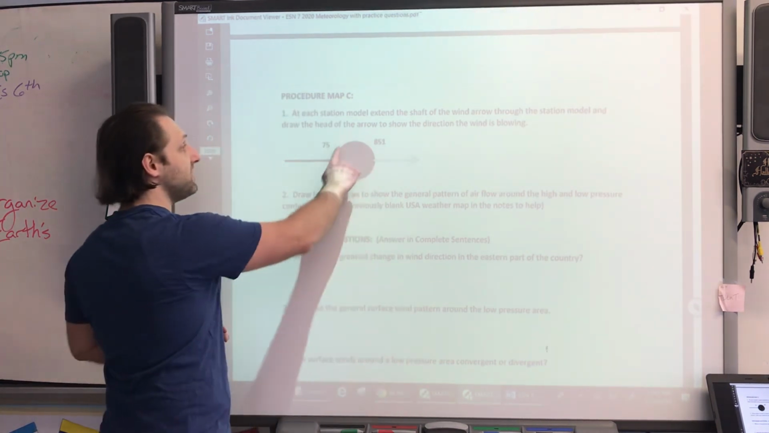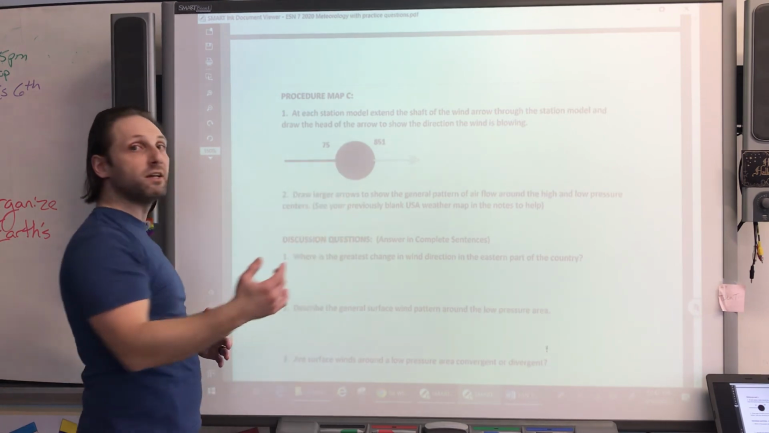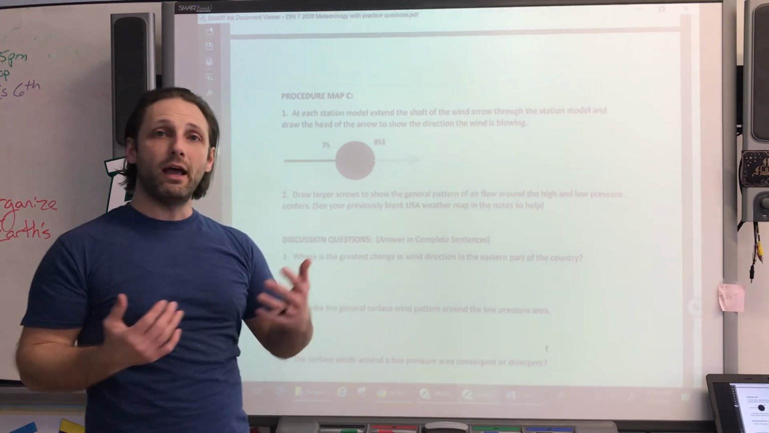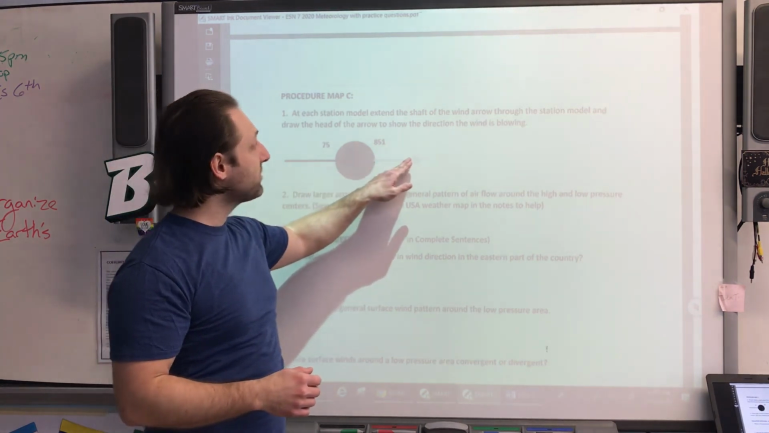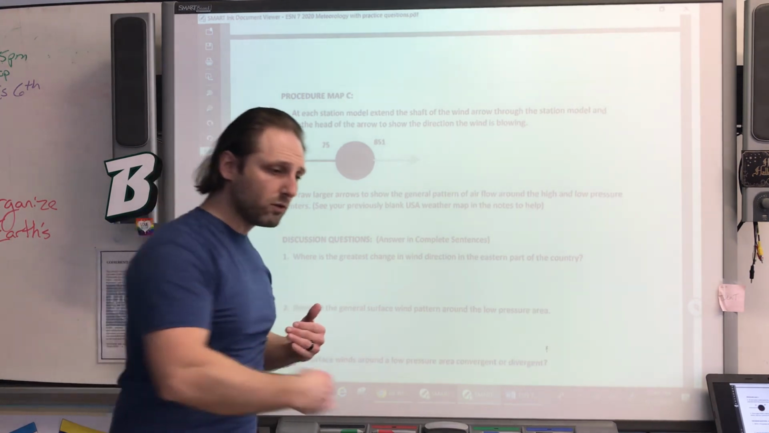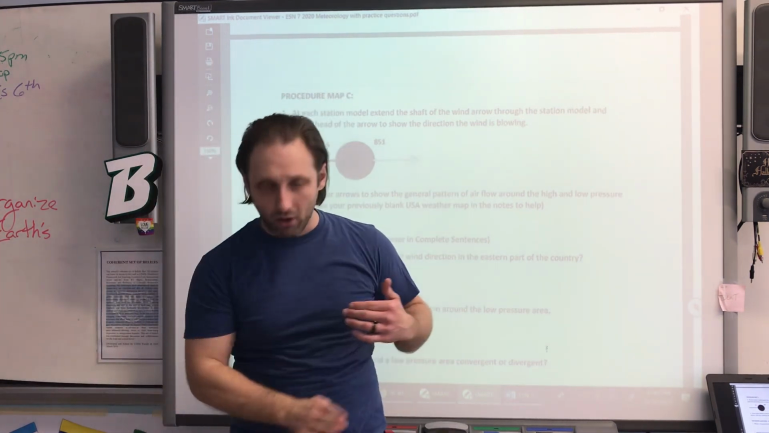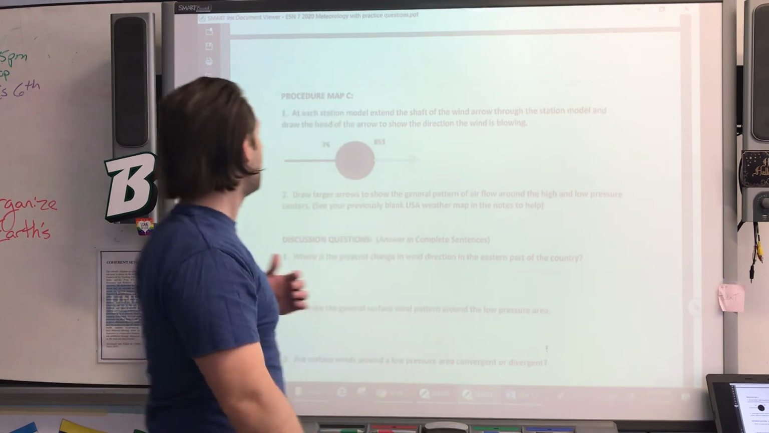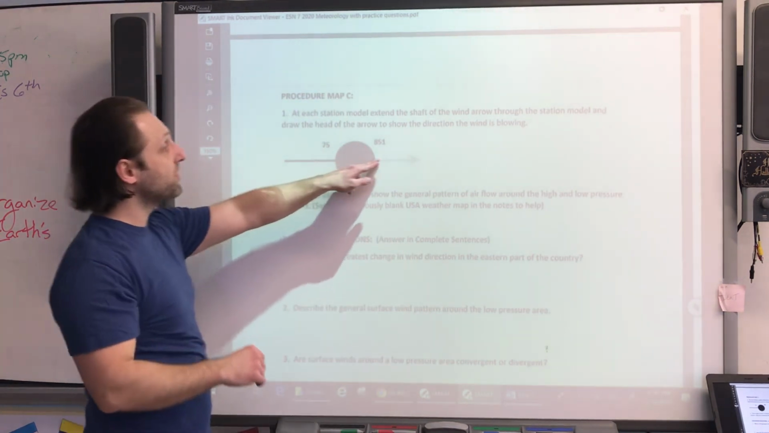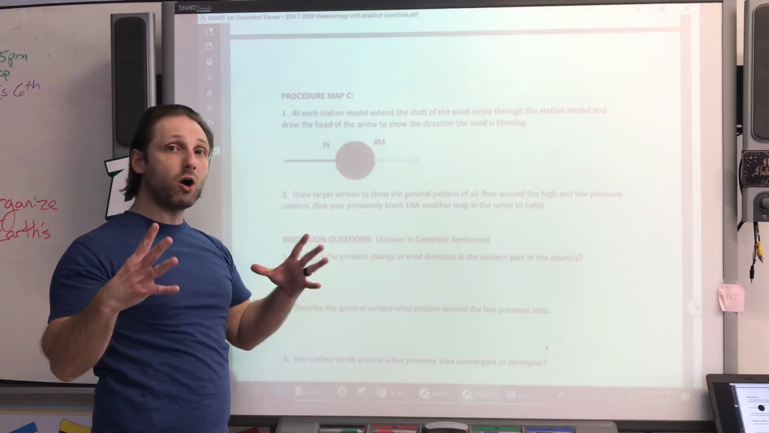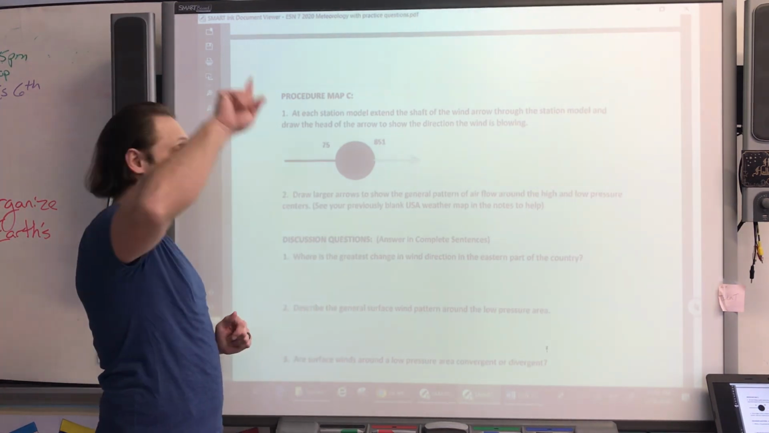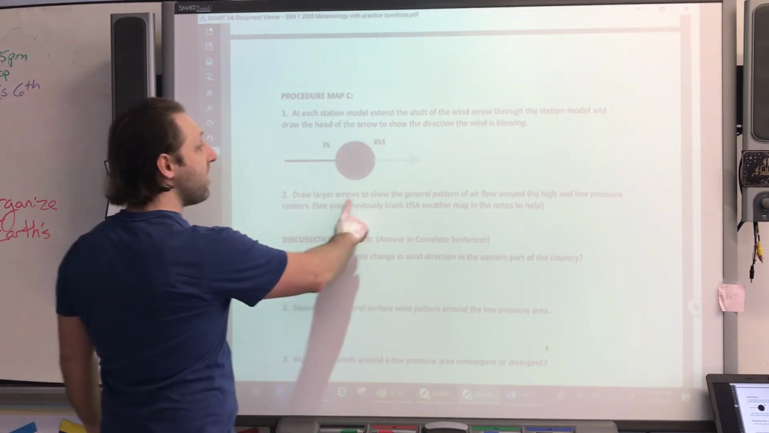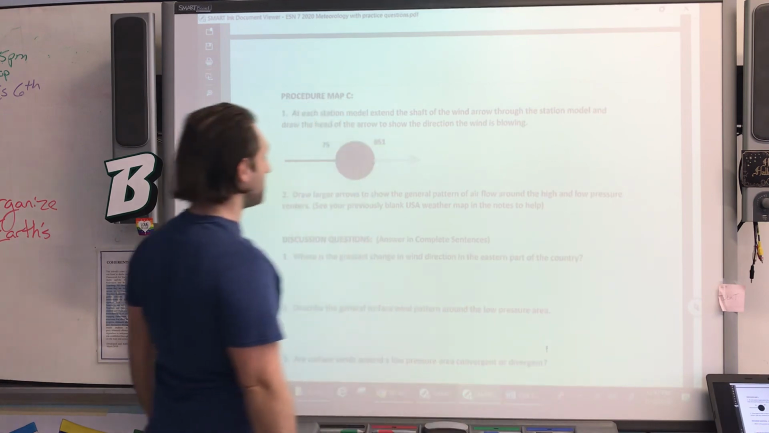Because we've been taught that in these station models, the shaft is telling us the direction the wind is coming from. In this case, in our lab, we are going to be showing the direction the wind's blowing to, to help us see that rotation around our lows and the rotation around our high pressures. Okay? Lastly, after doing all of those, you're going to draw one large circular arrow, either clockwise or counterclockwise, around your high pressure and your low pressure centers.